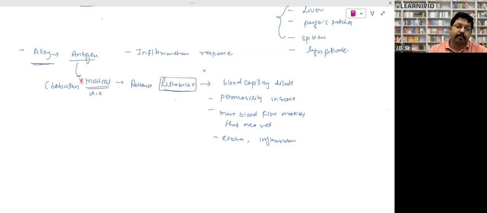So mast cells are responsible for allergy. They release a substance known as histamine. When histamine is released where the pathogen has attacked, say over here, the mast cell will die and histamine will be released. It will dilate the capillary, widen the capillary. The permeability of blood increases in the capillary. More blood flow takes place in those areas, so the area becomes red. Itching and inflammation take place due to histamine. That is the allergy. Is that clear? Mast cell, histamine. Many times they have been asked.